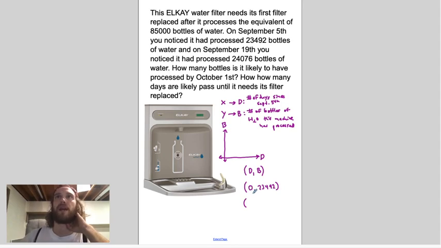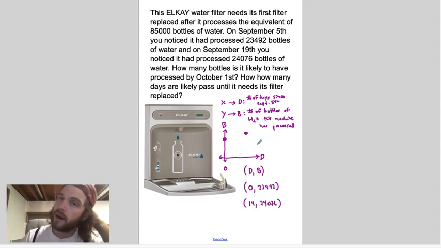Our second point is on September 19th, which is 14 days from September 5th. So we'll say 14, comma, 24,076. So 14 days after September 5th, it had processed 24,076. So basically the number of bottles that had processed had gone up. So this is time equals 0 down here, right? And over time it's increasing. So we have 2 points in time.